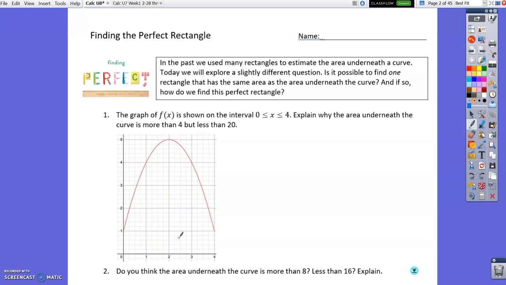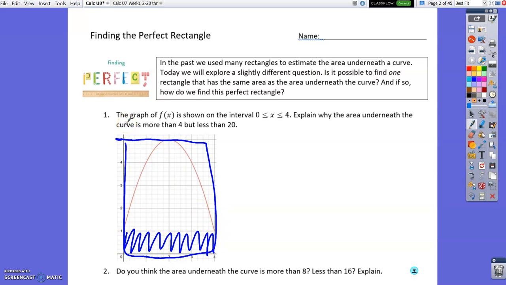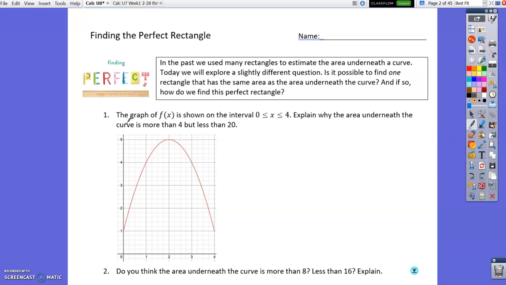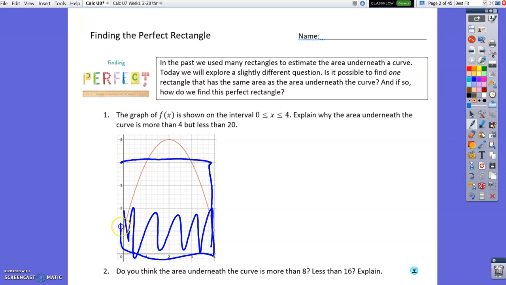So anyway, the graph of the curve is shown on the interval. Explain why you think the area is more than 4 but less than 20. I'll give you a hint. This is 4, and this whole thing, my rectangle, is 20. So you write something down. I'm not going to write that one down for you. I'm not even going to break it down for you. Then it says, do you think it's more than 8, which is this, and less than 16, which is that?